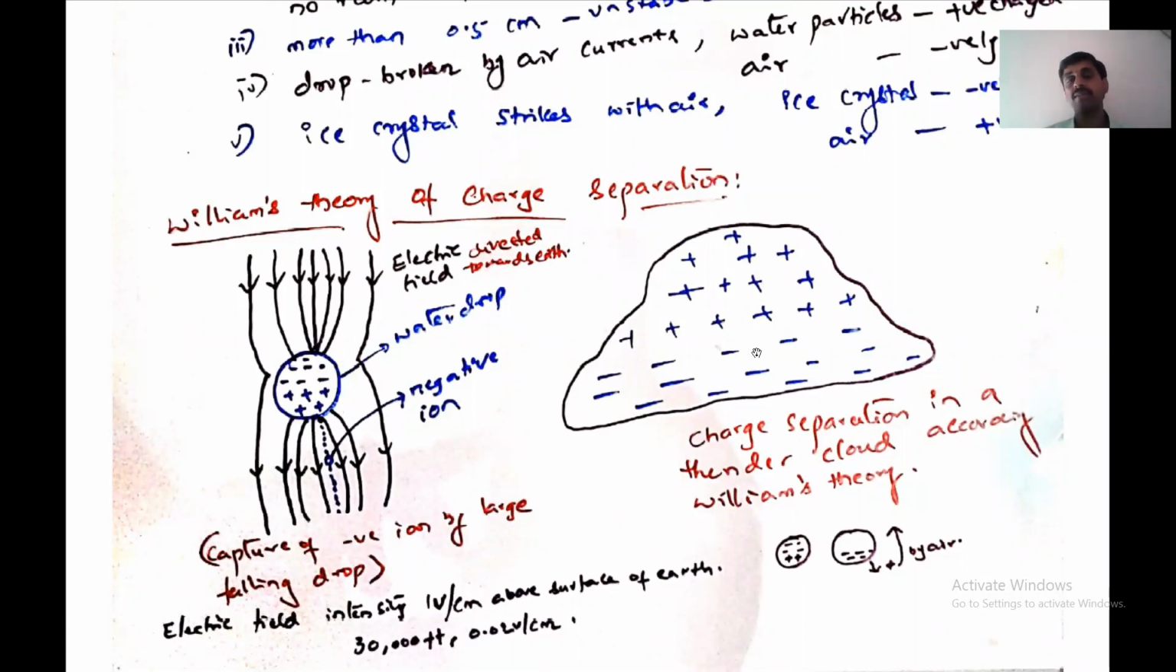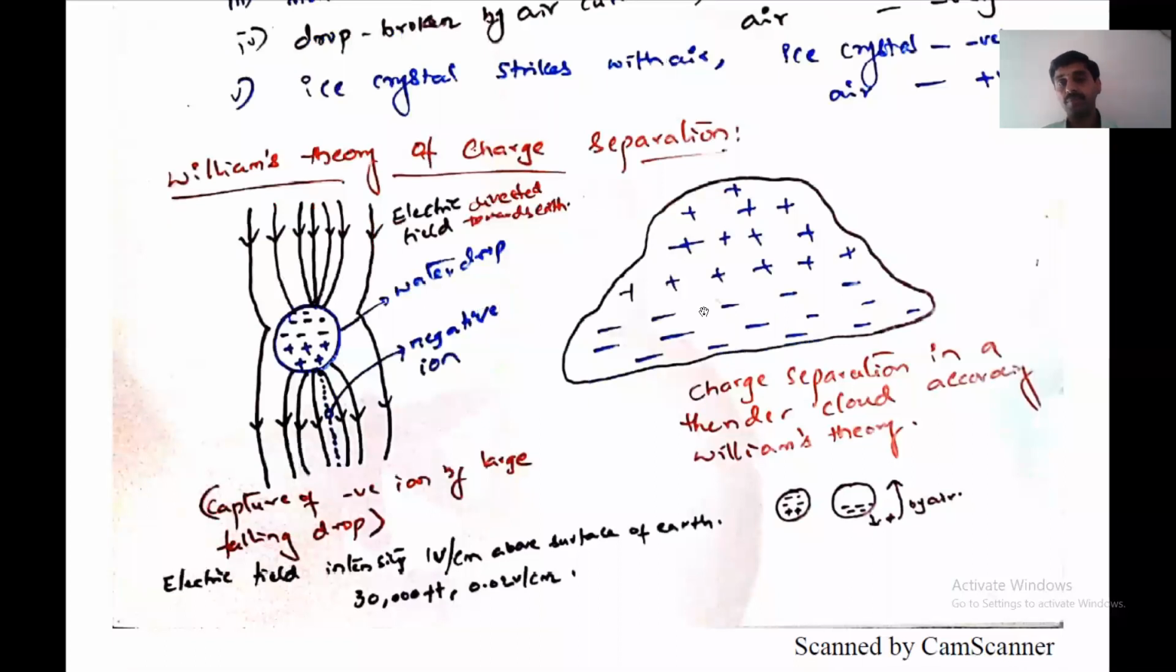So I think you understand the phenomenon. This is the charge separation. Now we can understand the bottom is negative charge, top is positive charge. Let us go ahead with the lightning phenomenon.